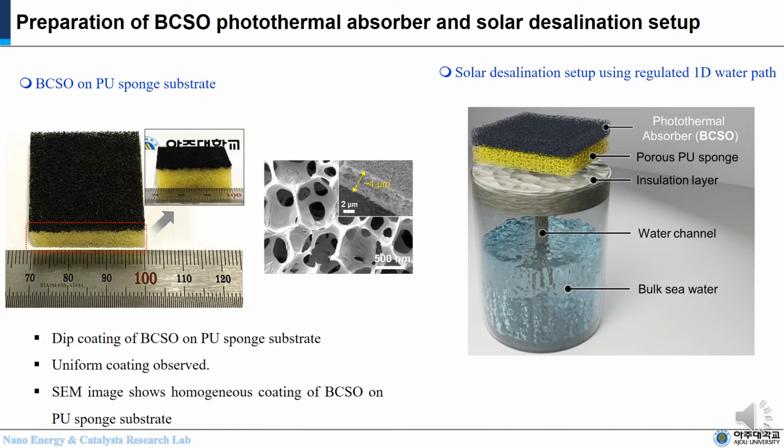With the BCSO coated PU sponge substrate, a solar desalination setup was designed, which is shown here, where the water channel, that is cotton wick, provided a continuous regulated water supply from the bulk water to the BCSO photothermal absorber layer via capillary action. Additionally, the polystyrene foam acts as a thermal insulating layer to prevent the direct heat and evaporation of bulk water.